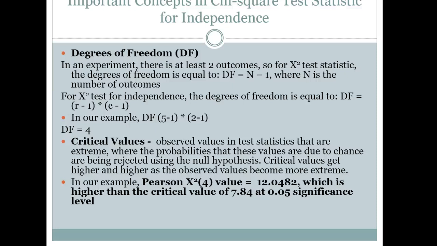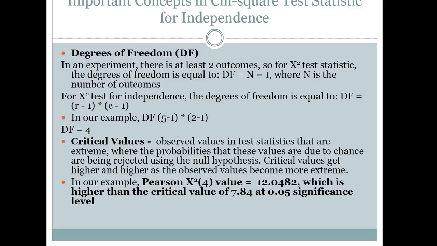multiplying the difference of your number of levels of your categorical variables minus 1. So it's multiplication: you obtain the difference of the number of levels of the first categorical variable, and then you multiply that with the difference of the number of levels of the other categorical variable minus 1.